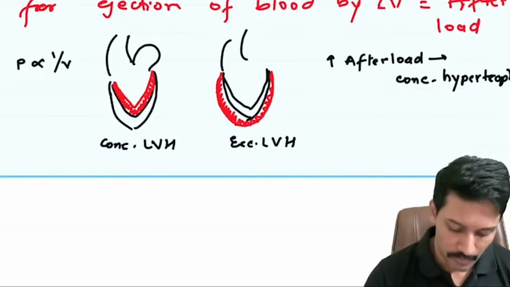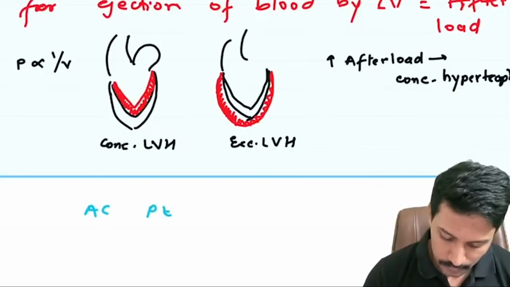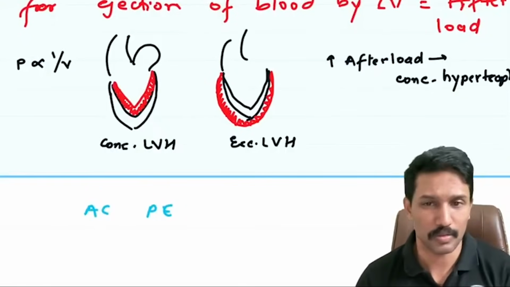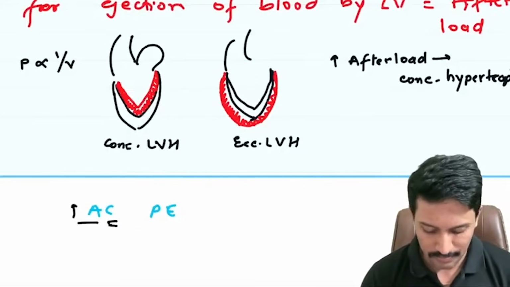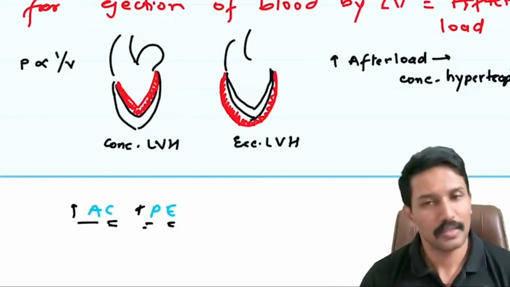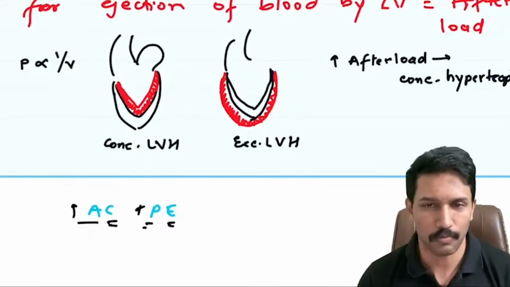How do I remember it? Remember ACPE. P means preload, AC means afterload. When afterload increases, you get concentric. When preload increases, you get eccentric. ACPE. That's what I want you to remember.